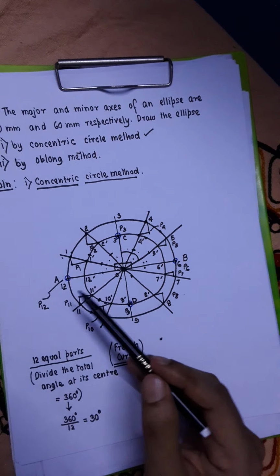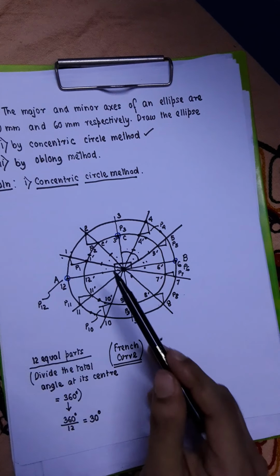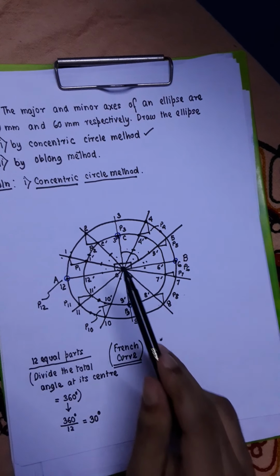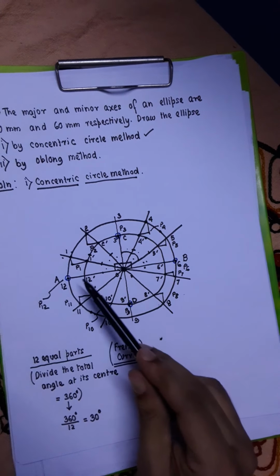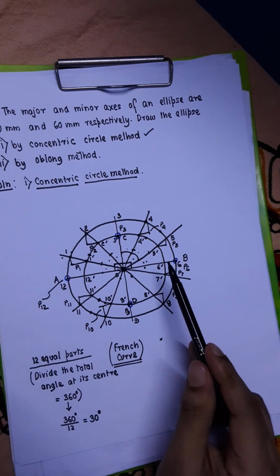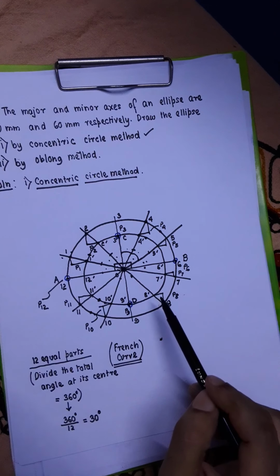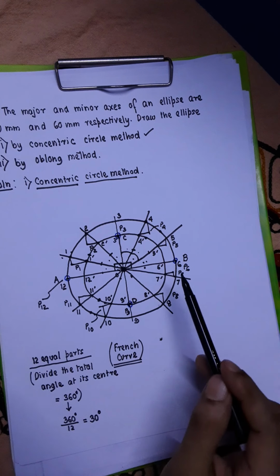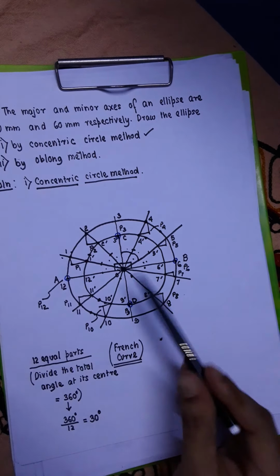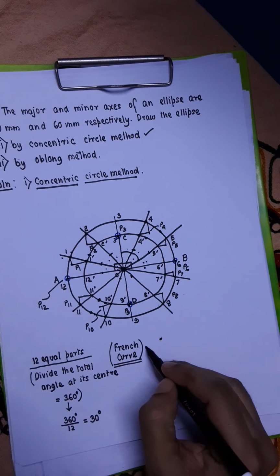First you take points P1, P2, P3, then P2, P3, P4, then P3, P4, P5. In this way you gradually proceed and join all the 12 points by a smooth curve which is going to resemble an ellipse. And for that joining purpose you are going to use a drawing instrument which is referred to as a French curve.